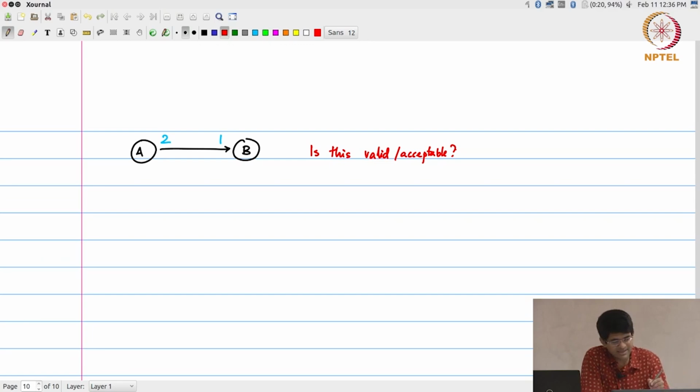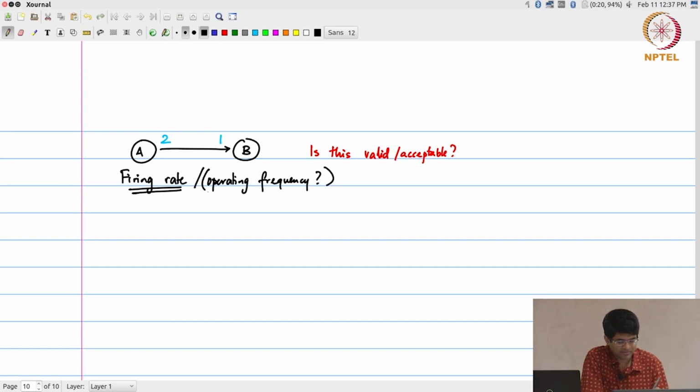Okay, what it means is that the firing rate, or operating frequency, though operating frequency is not exactly the right term, firing rate is actually the better way of understanding it. But one way you can think about it is that the rate at which the other node B is operating has to be higher than what A is operating at. Okay, so this kind of a system is usually called a multi-rate system.